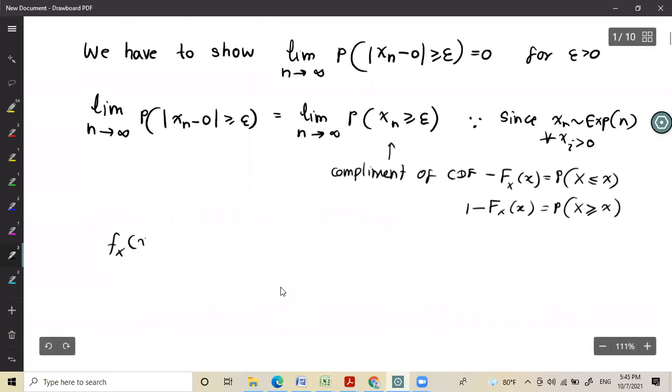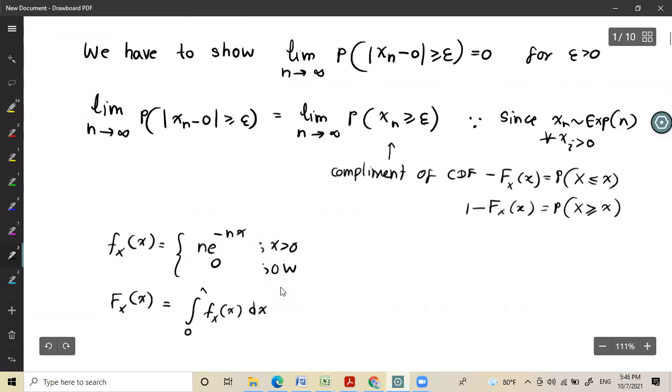So we already know f(x) is n e to the negative nx, for x greater than 0, and 0 otherwise. We have to find the CDF of x. How do you do that? You have to integrate f(x) from where to where? The lower limit up to any x. The lower limit is 0 for the exponential, since x is greater than 0. So let's do that. Integrate from 0 to x, n times e to the negative nx dx.